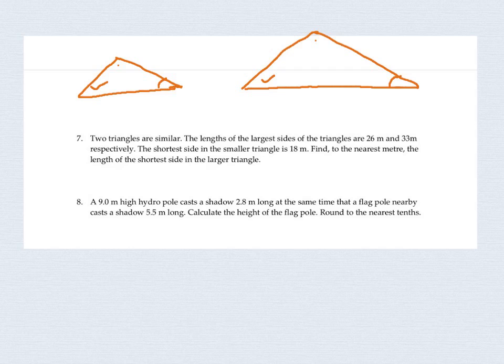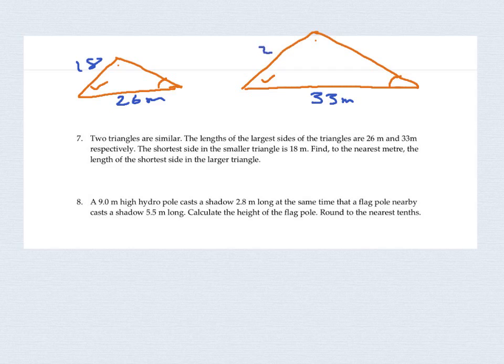The lengths of the largest sides of the triangles are 26 and 33 respectively. The shortest side in the smaller triangle is 18. Find, to the nearest meter, the length of the shortest side in the larger triangle. The largest sides of my triangles are the bottoms, so 26 would go in the smaller one, and 33 in the bigger one. The shortest sides are on the left. The shortest side in the smaller triangle is 18.